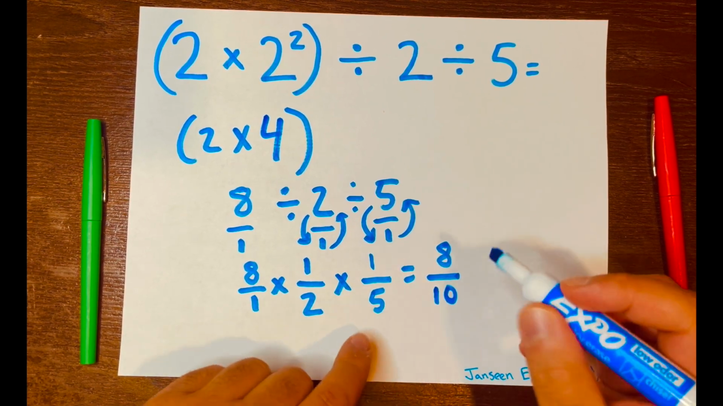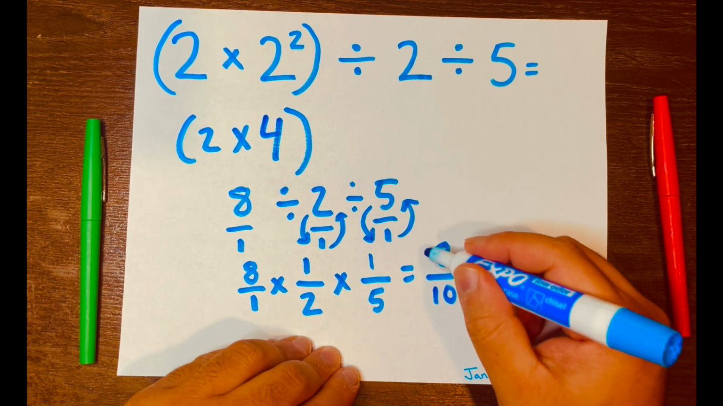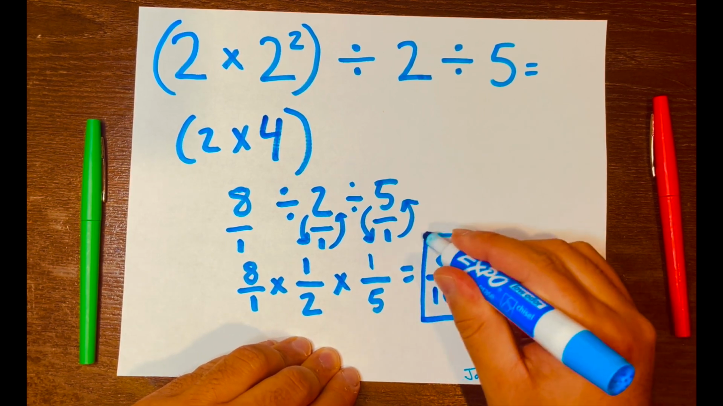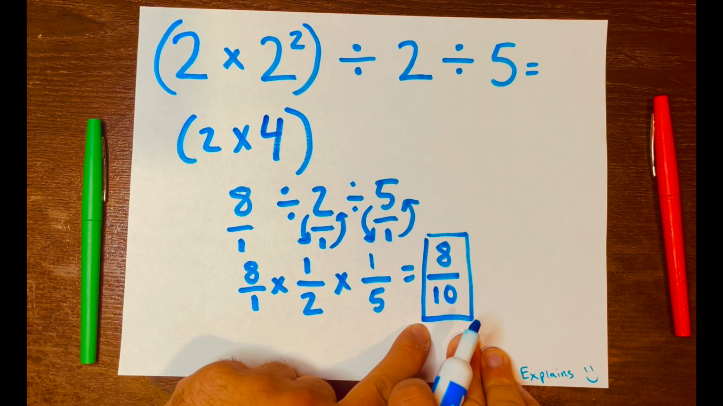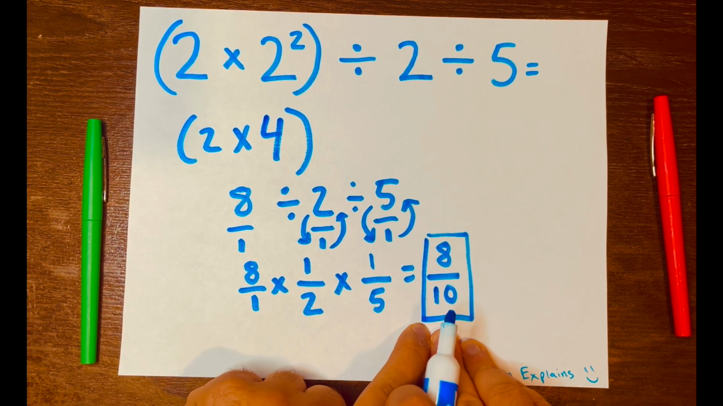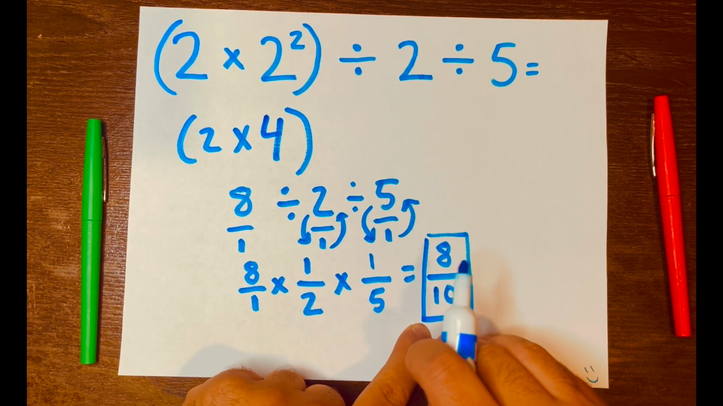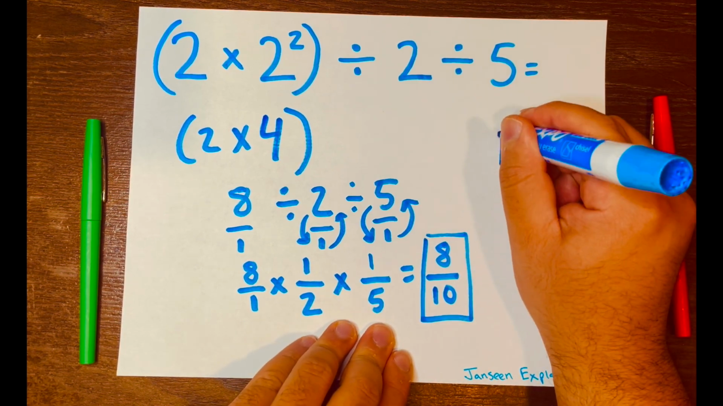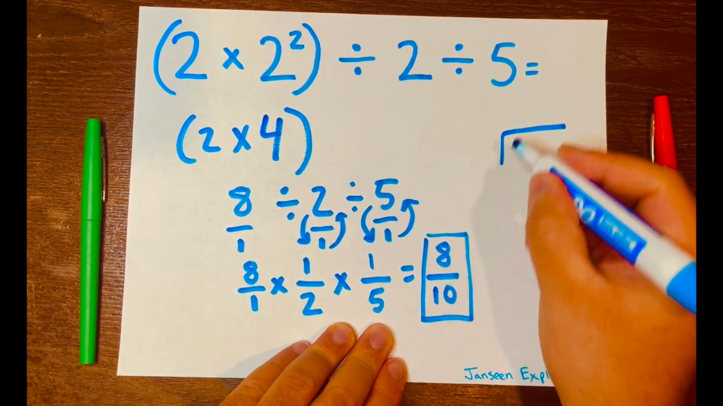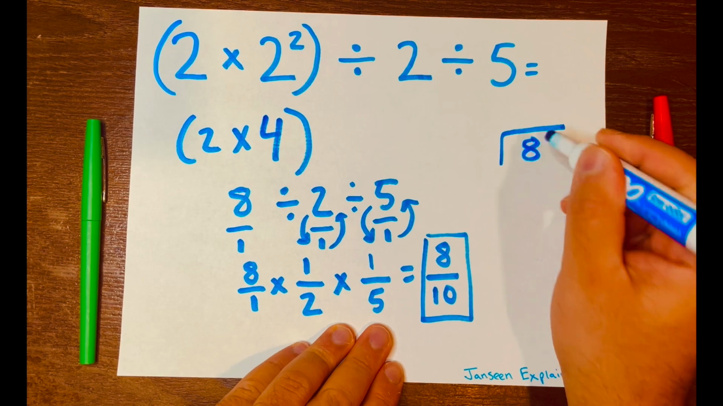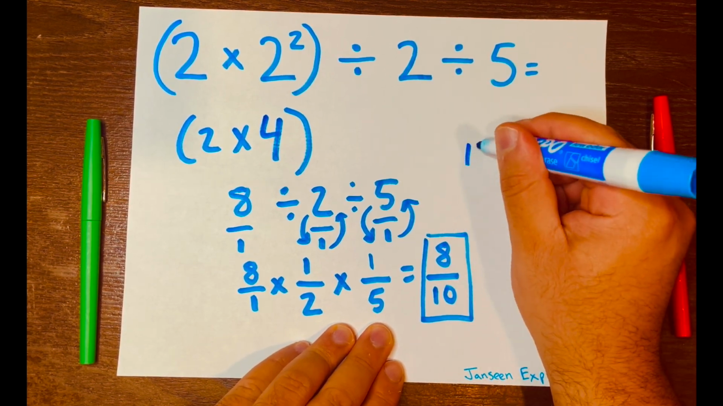Now we have a fractional answer of 8 over 10, and that is a proper fraction. And we cannot turn this into a mixed number, but we can get a decimal using long division. So let me go ahead and do that here. So 8 will be the dividend. The 10 will be the divisor.